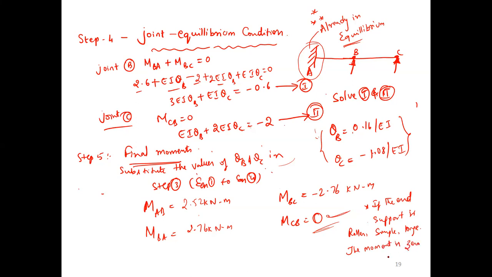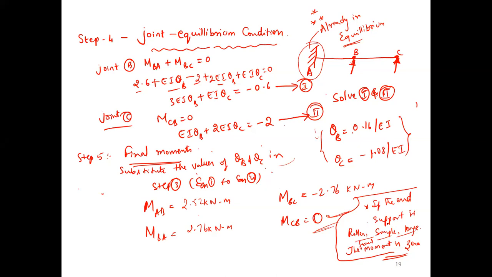0. MCB is 0, it must come. Keep this common sense in mind, they may ask it directly in MCQ. If the end support is roller, simple, knife edge or hinge, the final moment is 0 always.